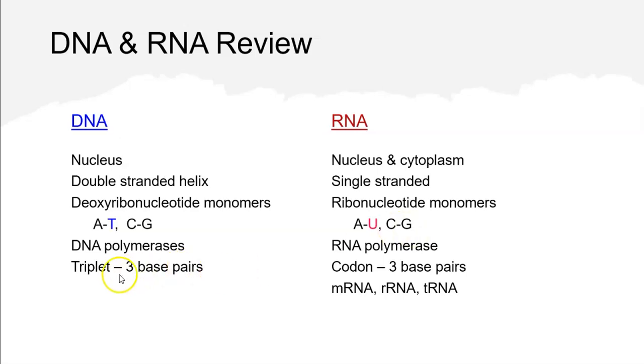The enzymes used are DNA polymerase and RNA polymerase. Yep, sometimes it's just that easy. Now, 3 base pairs of DNA form a triplet. 3 base pairs with RNA make up something we call a codon. We have 3 types of RNA, and we'll look at each one of these: messenger RNA, ribosomal RNA, and transfer RNA.